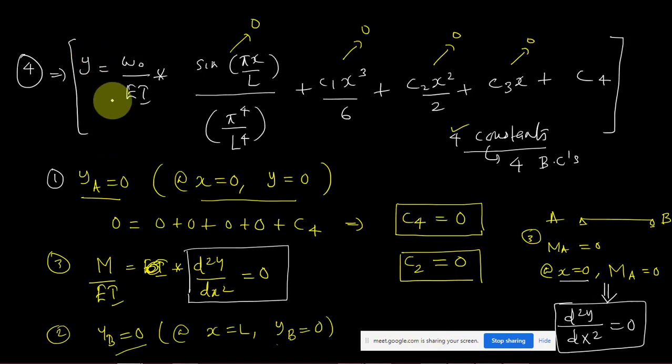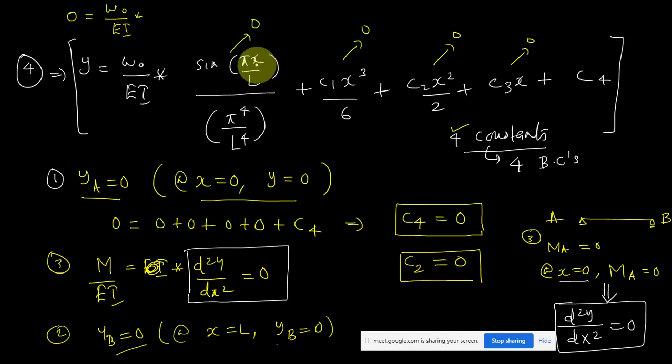So I will write here: y is 0, x equal to L. It is W0 by EI into sine of pi x by L, with x equal to L. Once you apply x equal to L here, what will happen? Pi L by L, so sine of pi will come. So this term is going to 0. What we are doing is substituting deflection y equal to 0 when x equal to L. You take the value of x in this equation as L and y as 0. You only have to do that much.